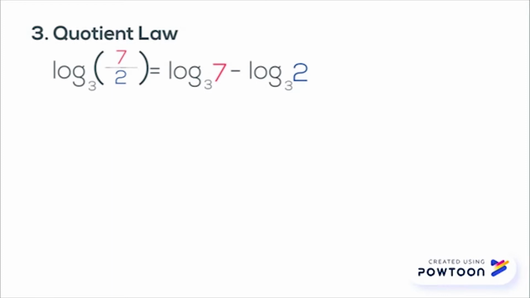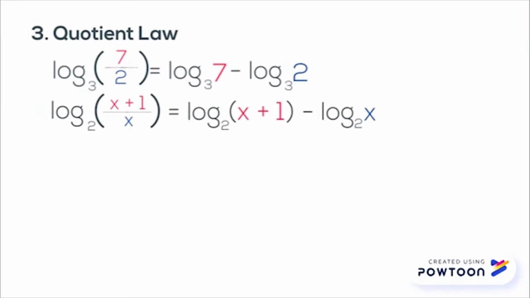Let's give another example with a variable. If we have log base 2 of x plus 1 over x, it is equal to log base 2 of x plus 1, subtracted with log base 2 of x. It's quite the opposite of the second law, right?